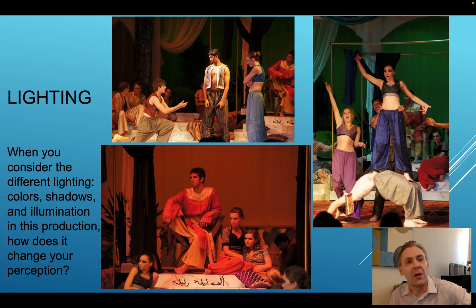First of all, when you consider the different lighting, whether we talk about your home or business or where you might work, or specifically about theater, what I want you to consider are the things such as colors, shadows, and illumination. So when you look at these production photos and you see the distinct differences in color, shadow, and illumination, how does it perhaps change your impression or perception of the scene?